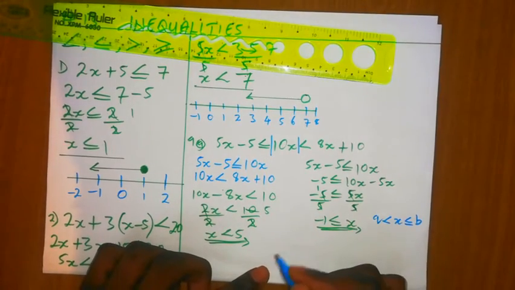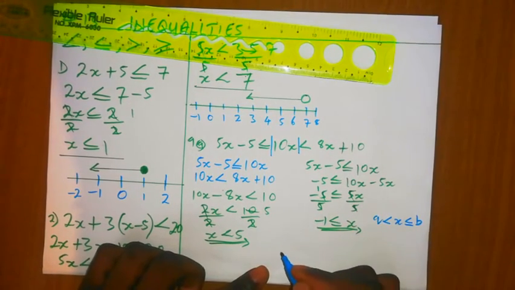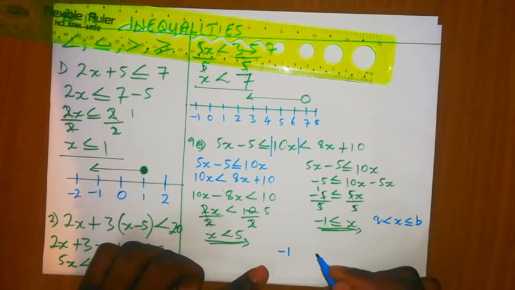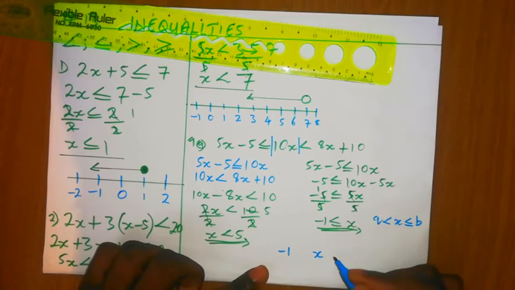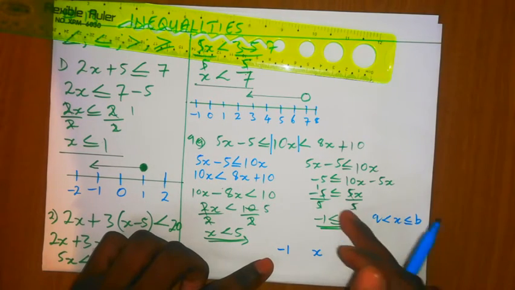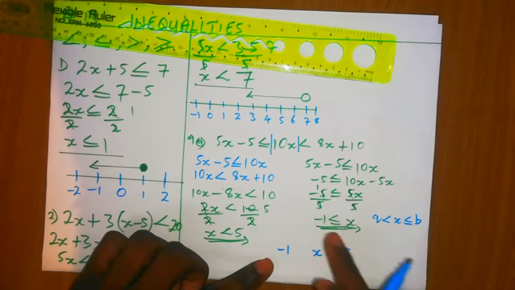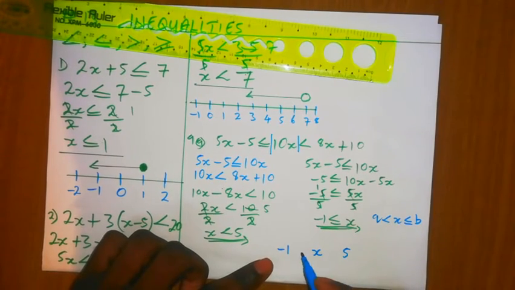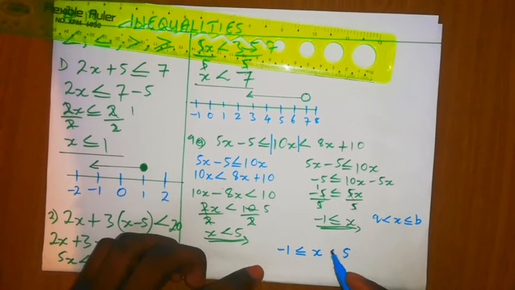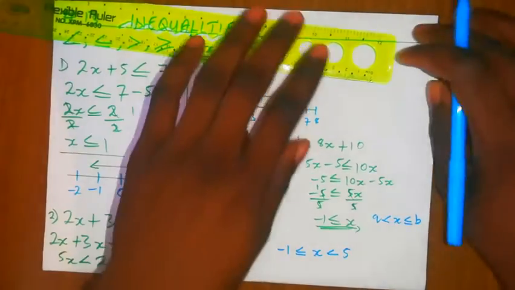You come here and say we're now inserting our final answer. So we've got negative 1. We'll leave a gap for the sign. I'll put my x there. Then my larger number is 5. Then put your signs the way they were. So that's why I'm saying you are not supposed to rearrange that one. The sign was saying negative 1 is less than or equal to x. Then x and 5, it was x is less than 5. That's your answer.